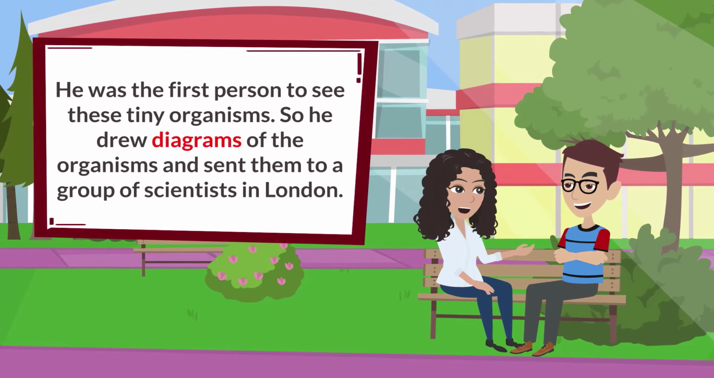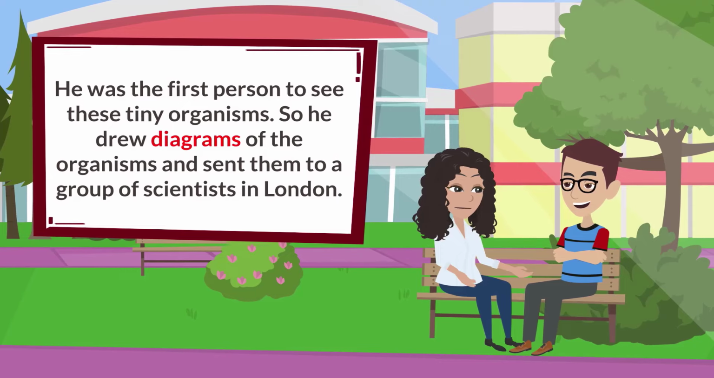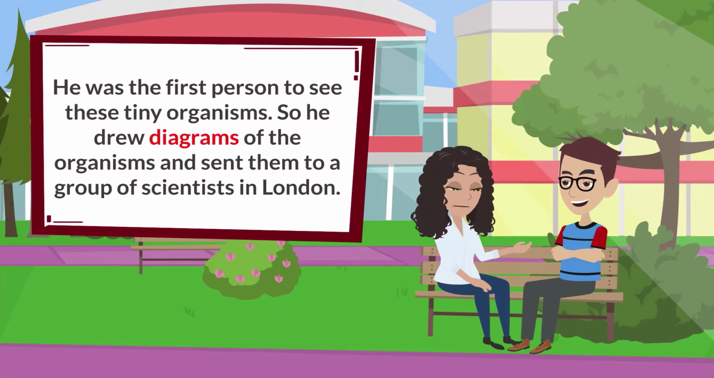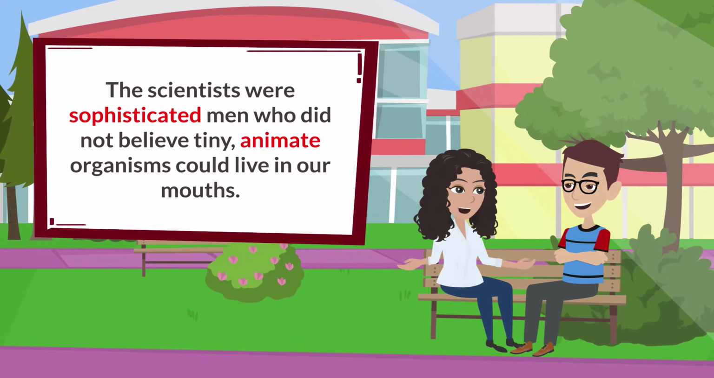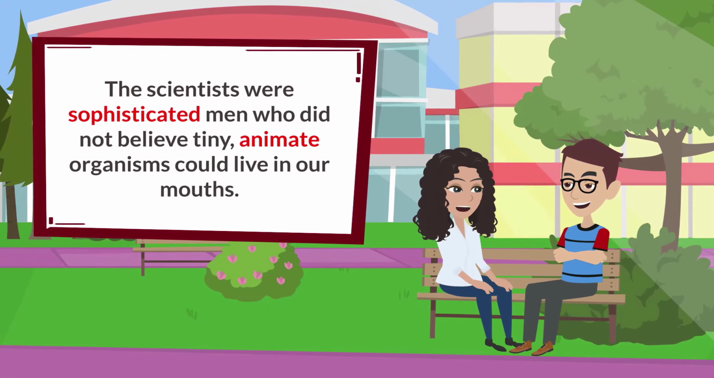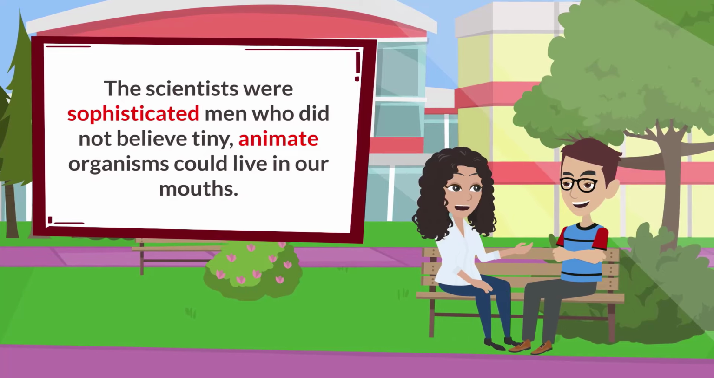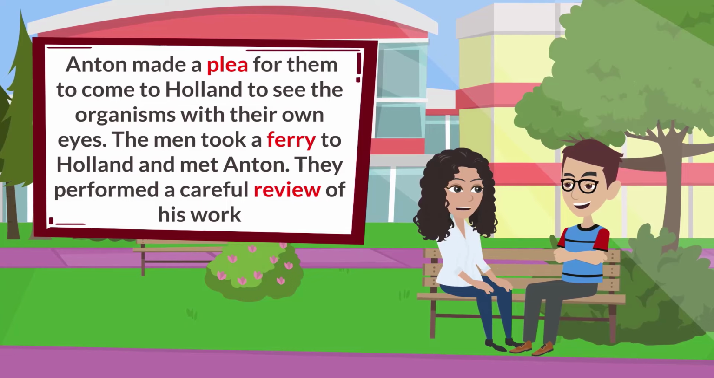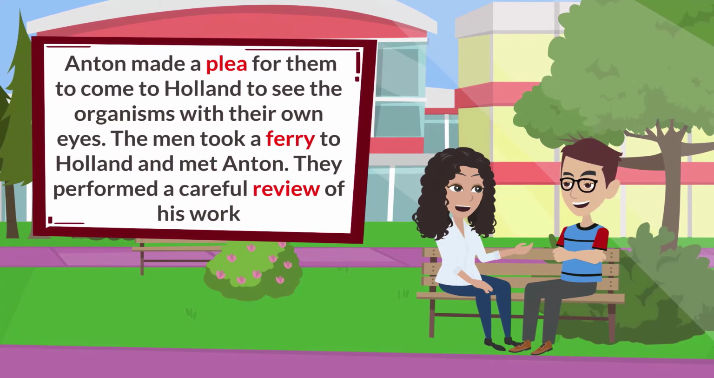He was the first person to see these tiny organisms. So he drew diagrams of the organisms and sent them to a group of scientists in London. The scientists were sophisticated men who did not believe tiny animate organisms could live in our mouths. Anton made a plea for them to come to Holland to see the organisms with their own eyes.